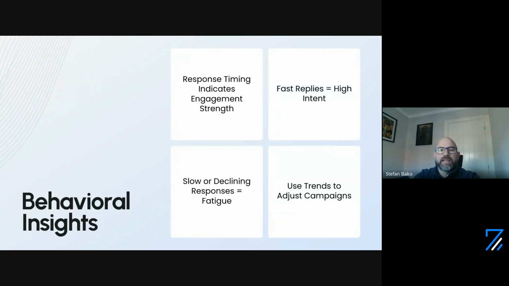Now we add another layer, behavior. So how quickly someone replies tells you a lot. So fast replies usually mean high relevance. Slow replies or no replies can indicate low priority or weak messages. So you can also track now with the new customizable dashboard the trends over time, and I'm going to show it later on. If performance declines, then it usually means your audience is saturated or your message is losing effectiveness.